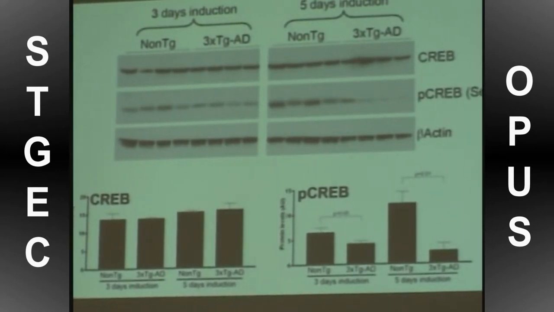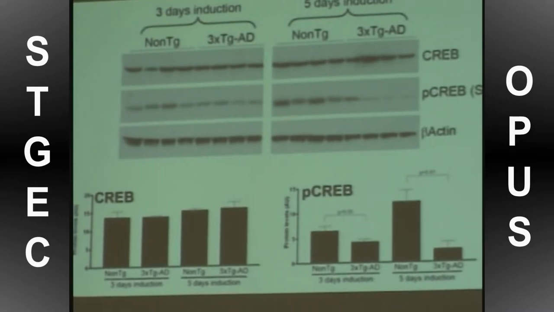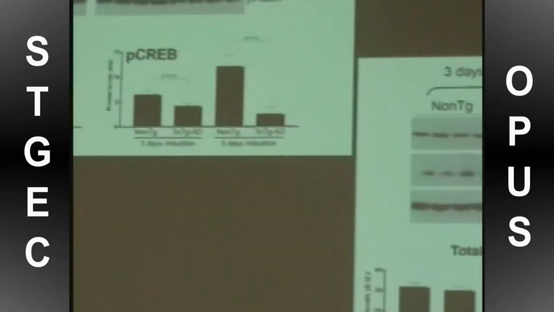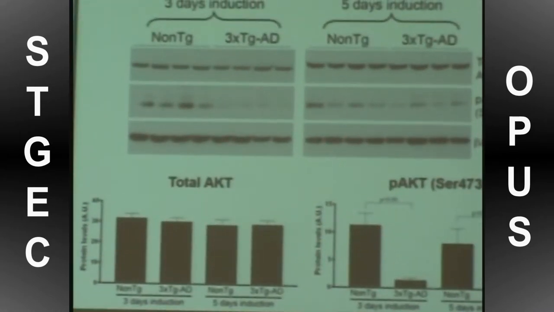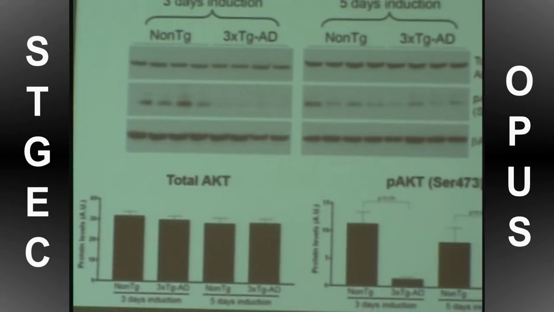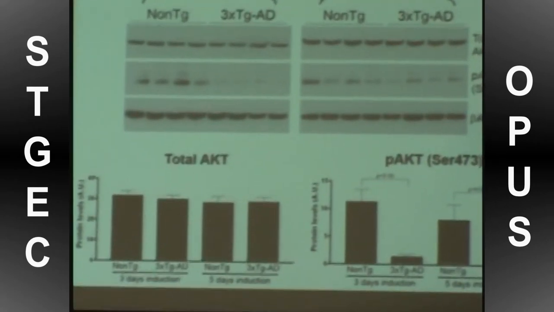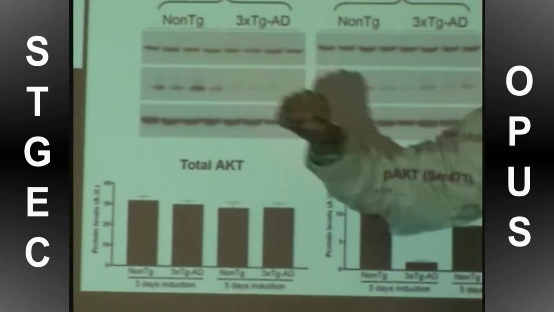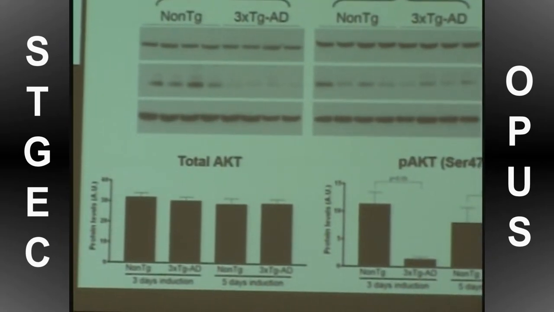They lack this learning-dependent increase in CREB activation. We also look at AKT, or phospho-AKT, which reflects some activity of these kinases, which is upstream of CREB. And again, we found similar results.